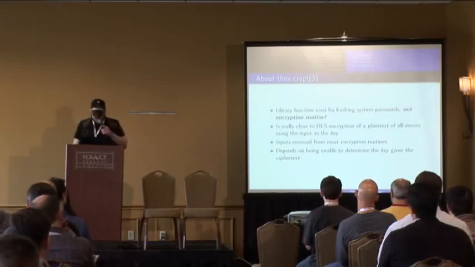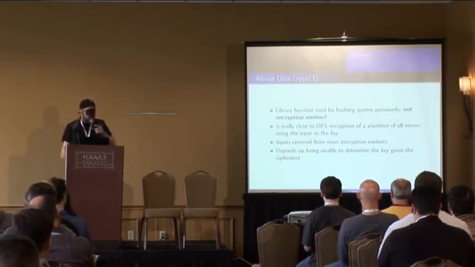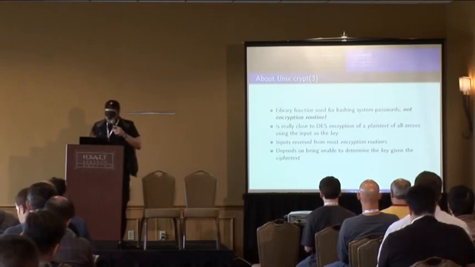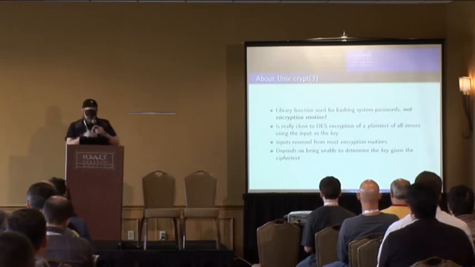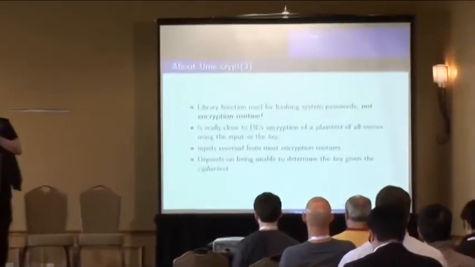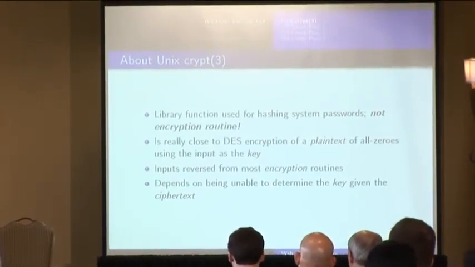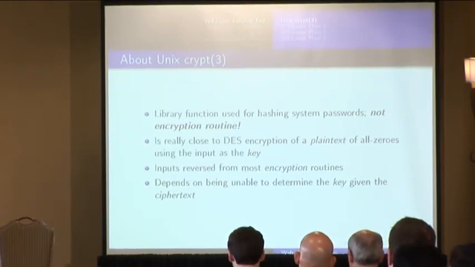Now, we're going to talk about what you should be doing instead of encrypting in a second, but first a few other mistakes that people have made. Back in the day, this is the Wall Street Journal, actually. They didn't really realize that crypt is not an encryption routine. It's a library function that was used for hashing system passwords. It's really close to DES encryption of plain text of all zeros, using the input as the key rather than as the plain text, right? So those inputs are reversed from the way you use most ciphers. And it depends on being unable to determine the key given the ciphertext.